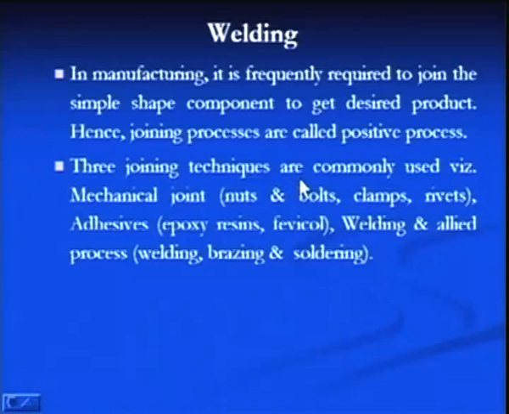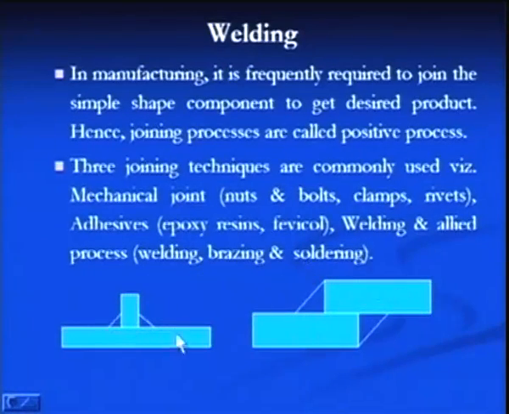3 joining techniques are commonly used in engineering applications, such as mechanical joints, where nuts, bolts, clamps and rivets are used; adhesives, in which epoxy resins and fabricol are used; and welding and allied processes, which include welding, brazing and soldering. In welding based processes, here the simple shape components are joined using fillet welds like this. Here a T kind of joint is formed, and here fillet welds are used where 2 overlapping plates are joined. In technical terms, this is termed a lap joint.